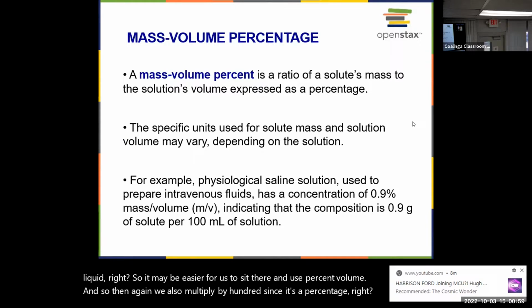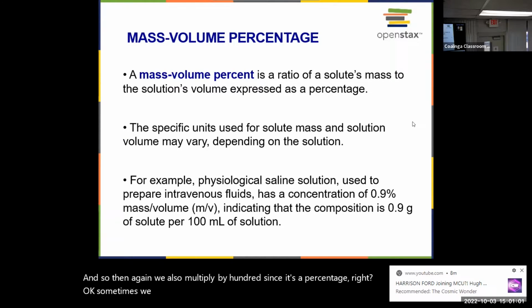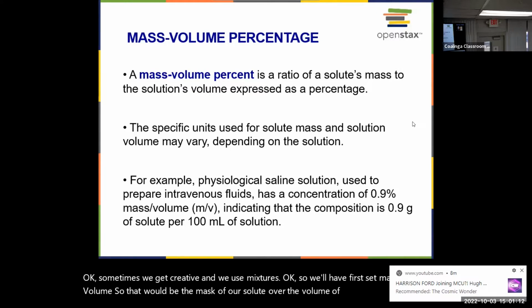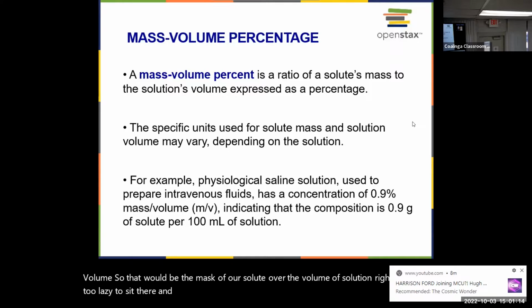Okay, sometimes we get creative and we use mixtures of it. So we have percent mass volume. That would be the mass of our solute over the volume of solution, right? Because we're too lazy to weigh our solution and make it all the same. So we'll do something creative like this. And believe me, it is done in different ways in different labs.